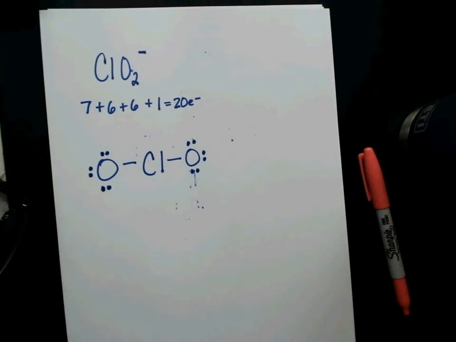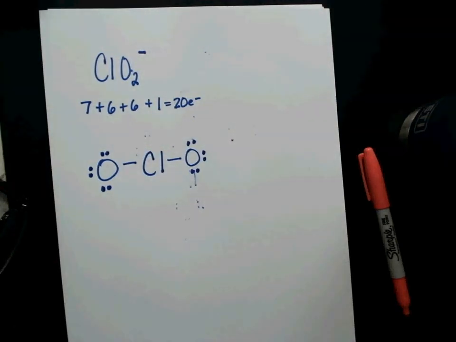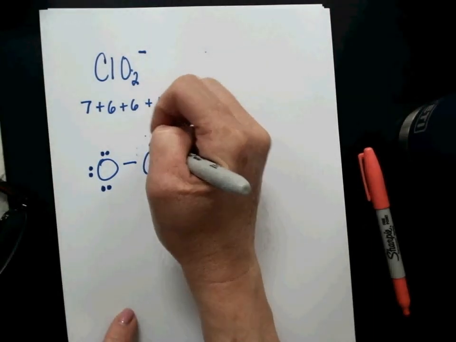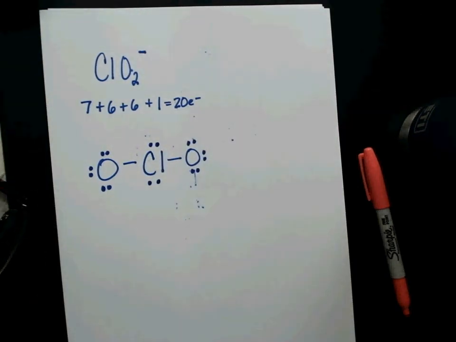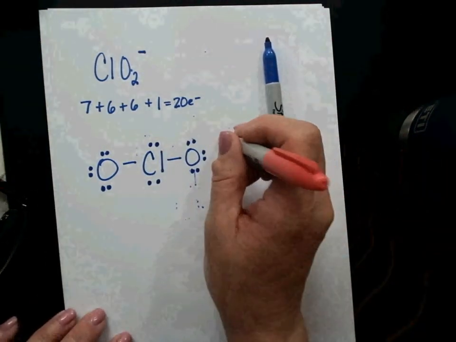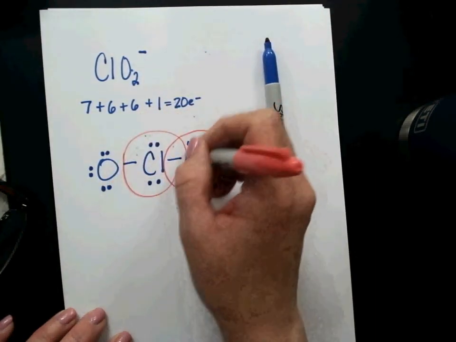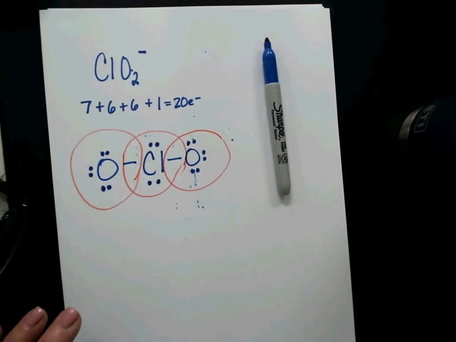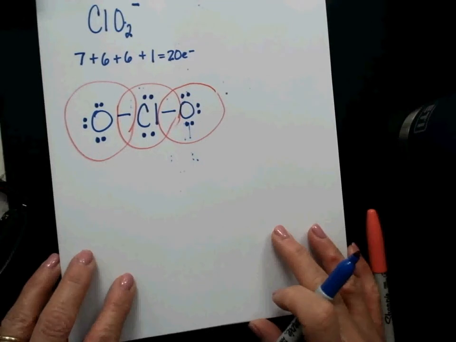And then because this is an ion, I'm going to stop and check myself. I want to know how many electrons I have. So let's see, I've got 8 and 8. I've used 16, right? So I've got 4 left. So I'm going to go 18, 20. Now I've used 20 electrons. Now I'm going to check for octets. Sweet, there we go. Looks to me like everybody has 8.